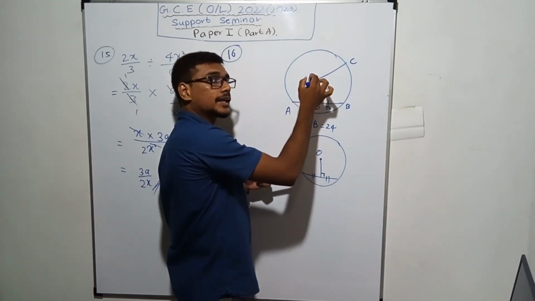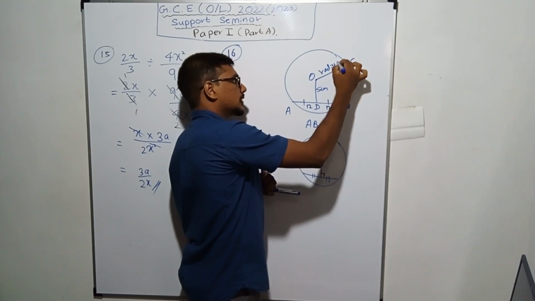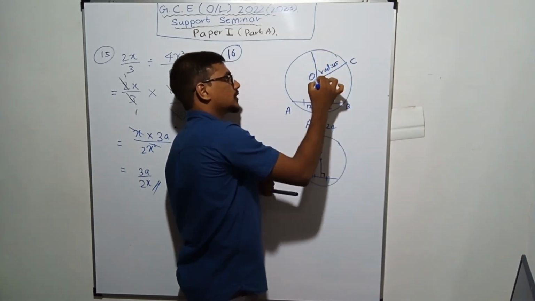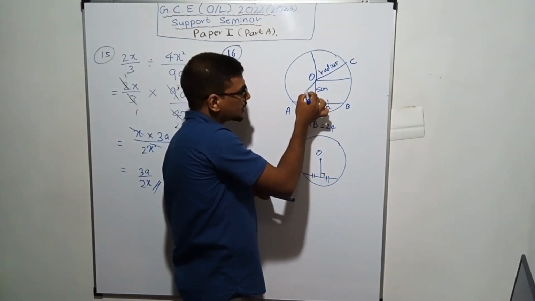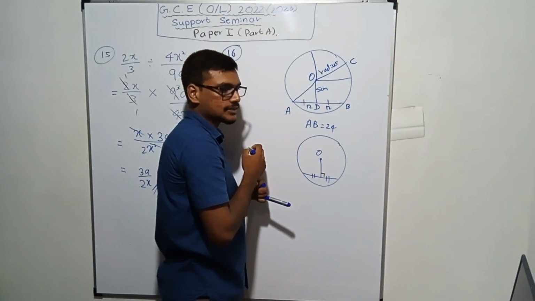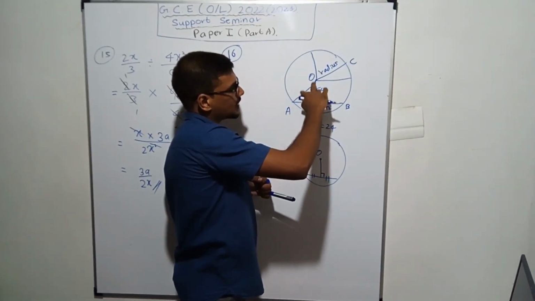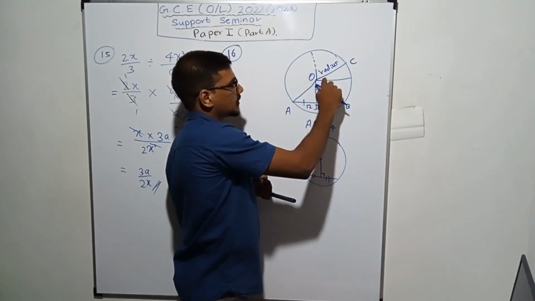And they have given us O as the center. If O is the center, what will OC be? It is the radius, which means any of the lines from the center will be a radius. I can draw a line like this. Can you see? It will also be a radius. Its length will also be the same as the length of OC. I will erase this, otherwise it will be confusing.